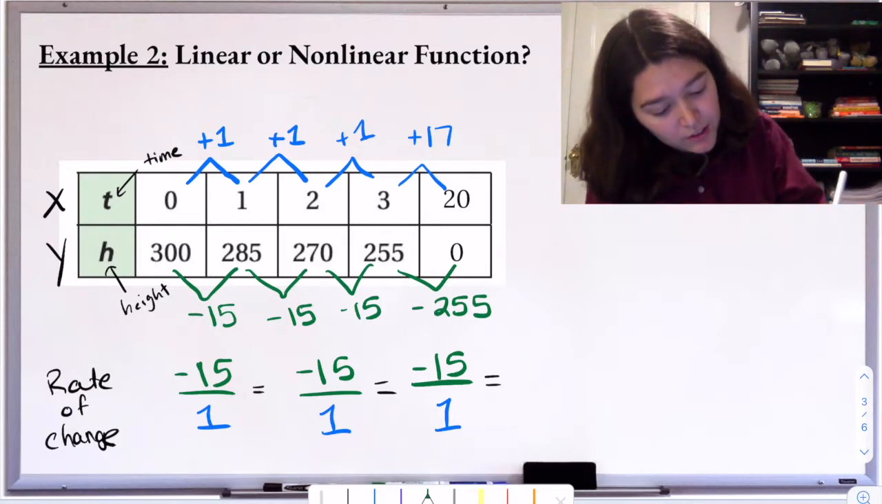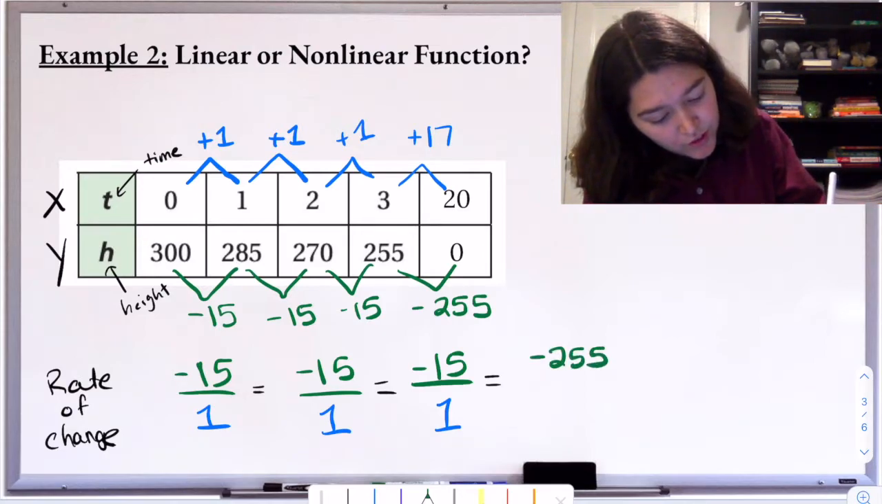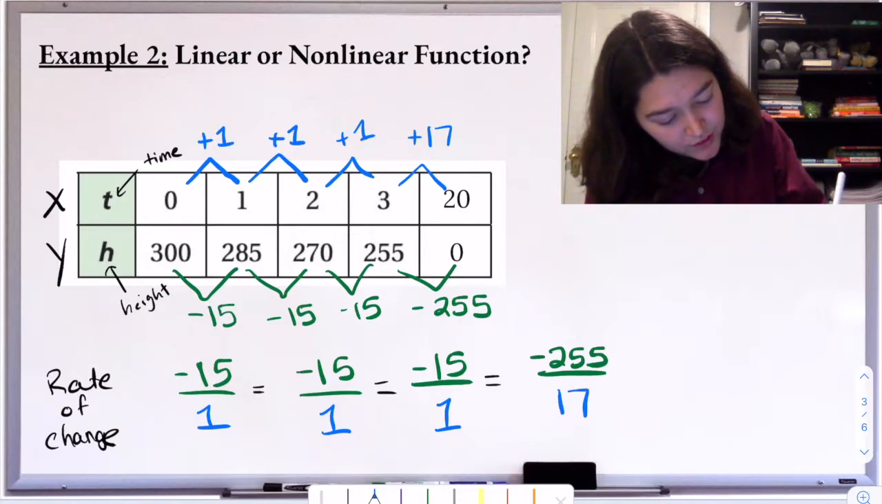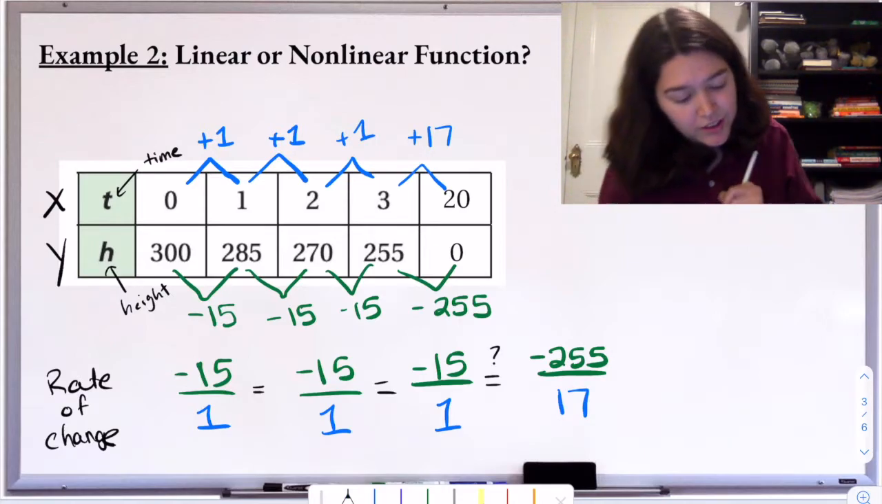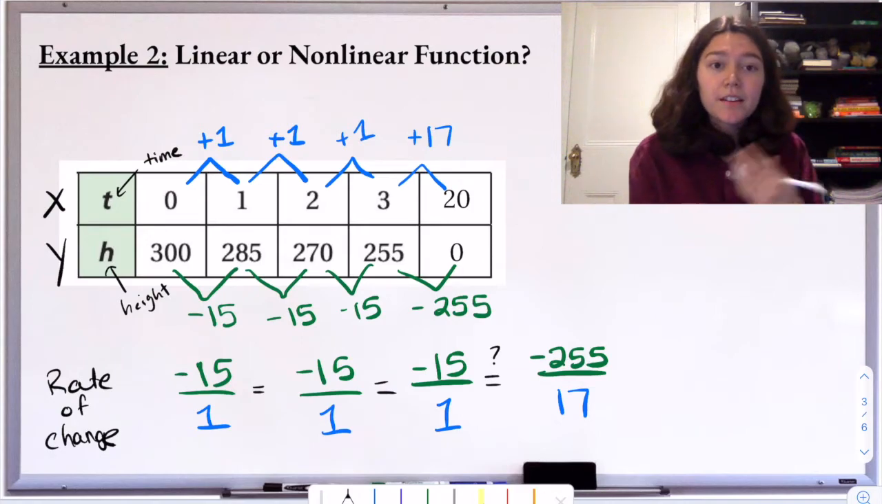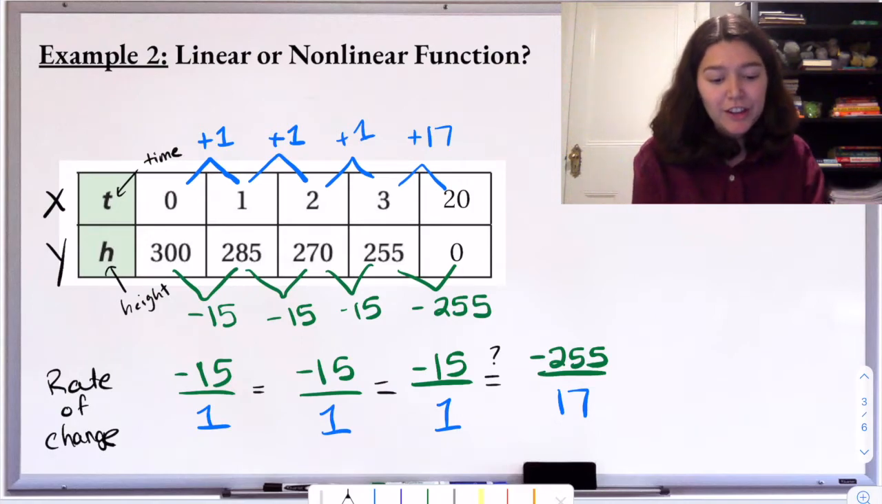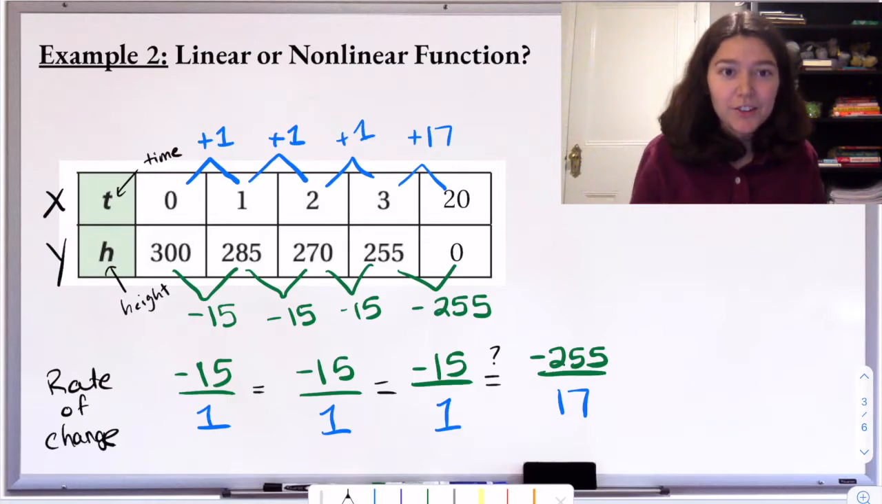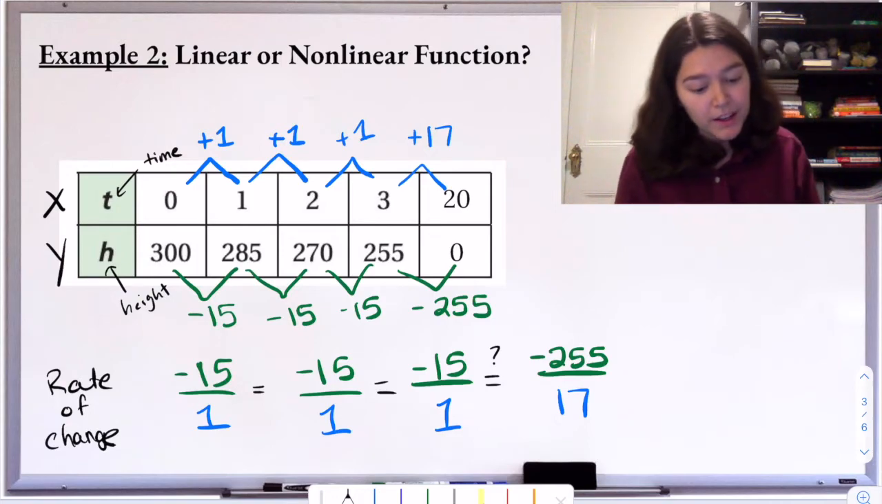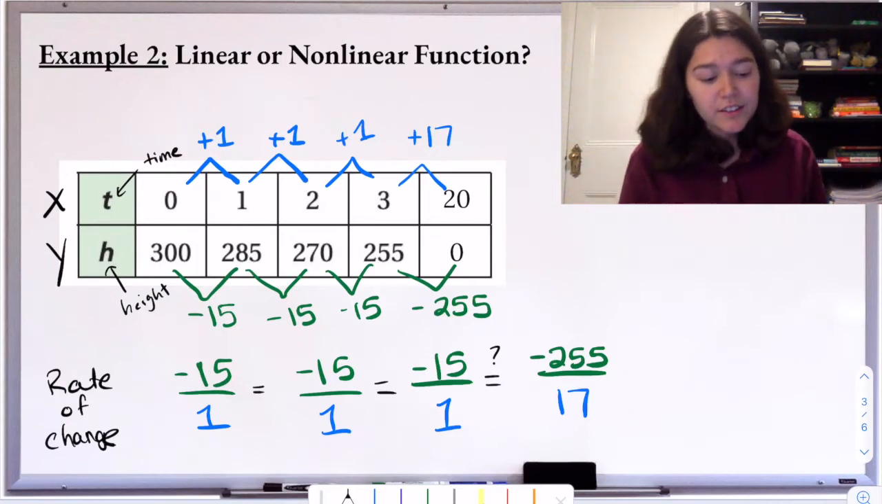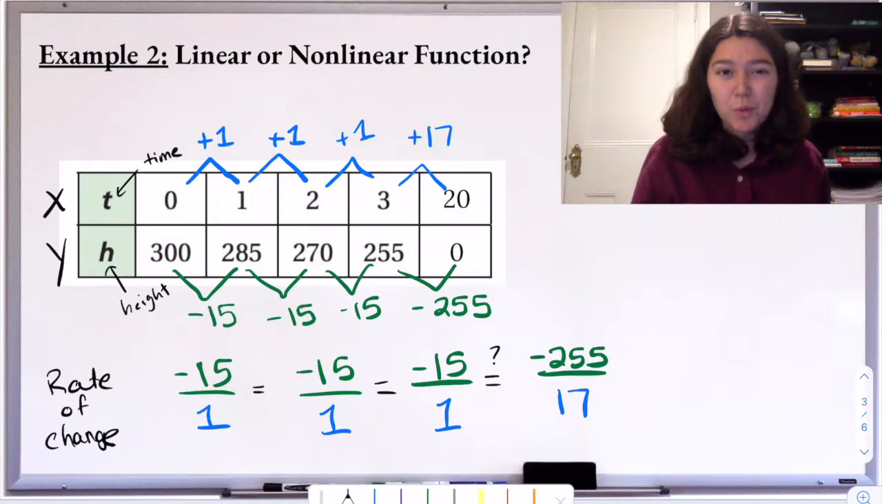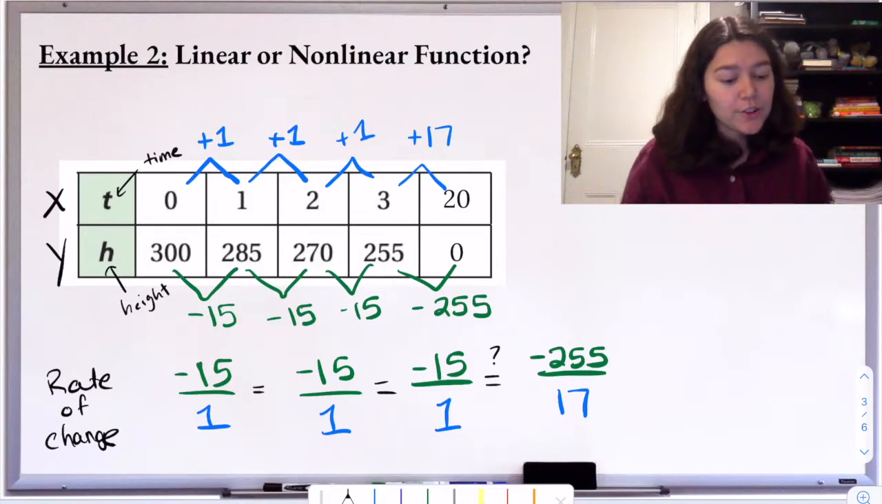Okay, so if negative 255 divided by 17 is equal to negative 15 over 1 divided by 1, then I have a constant rate of change between all of these points. Thus, I found the constant rate of change, the slope, so this is going to be linear. Or if these are different, then it will not be linear. We just need one counterexample.